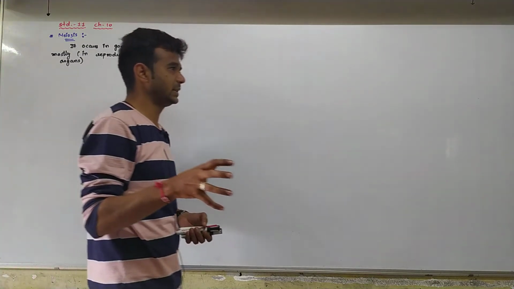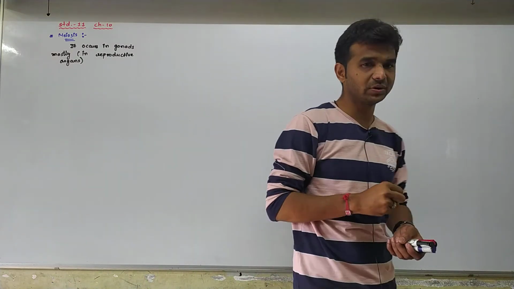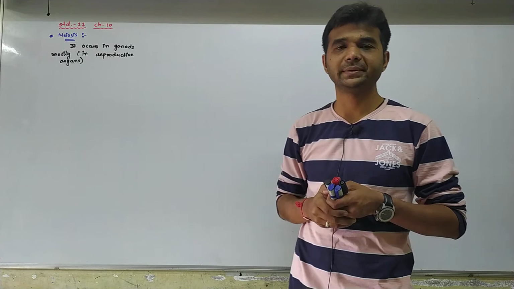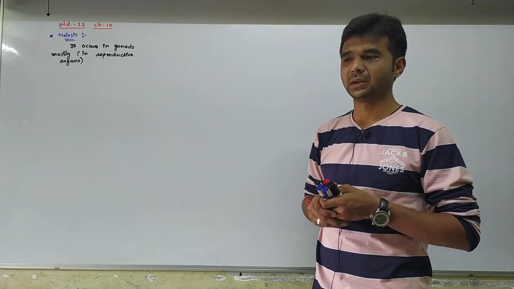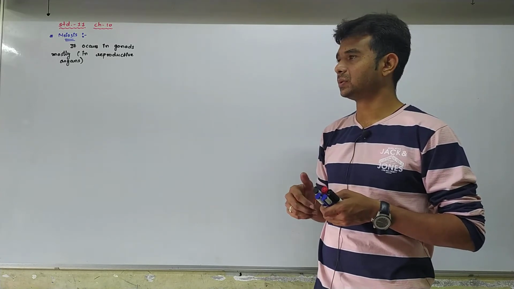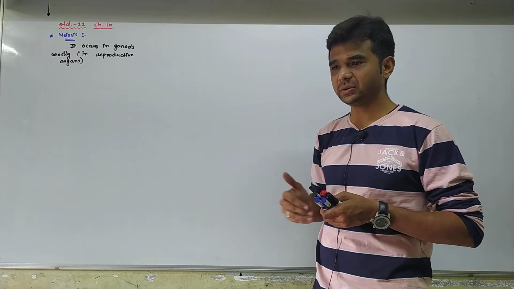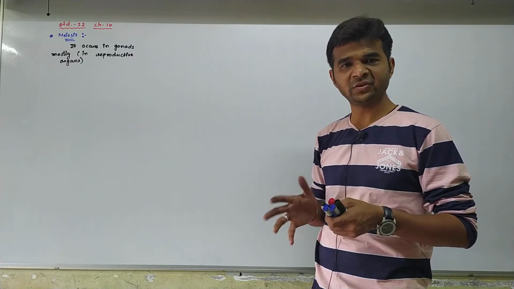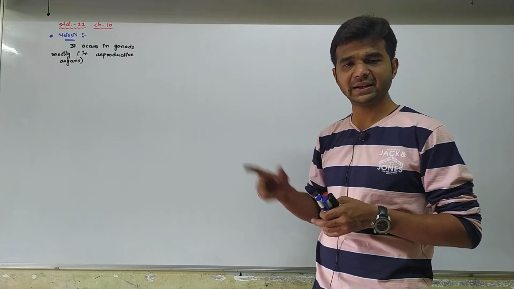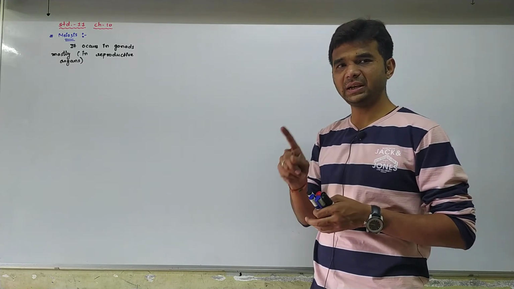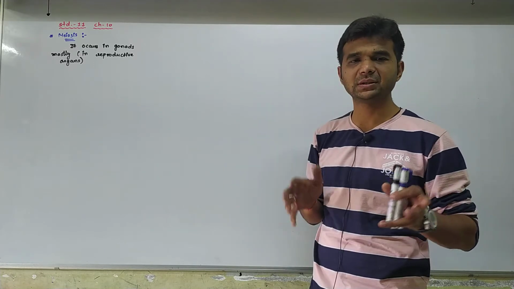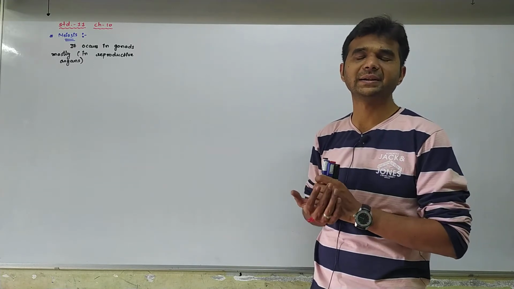Meiosis mostly occurs in the gonads. Gonads are also known as the germ cell producing organs. So mitosis occurs everywhere in the body, whereas meiosis occurs only at the time of gamete formation, but mostly in animals and in higher plants.